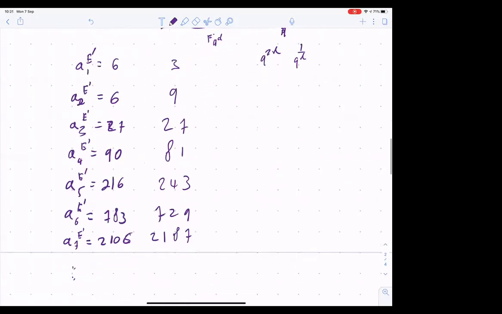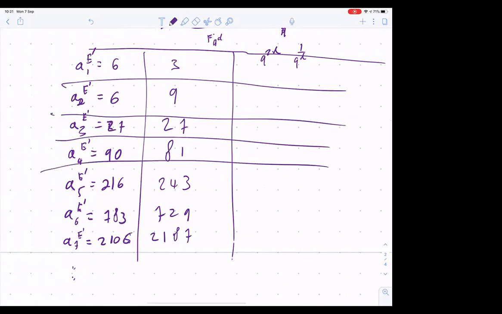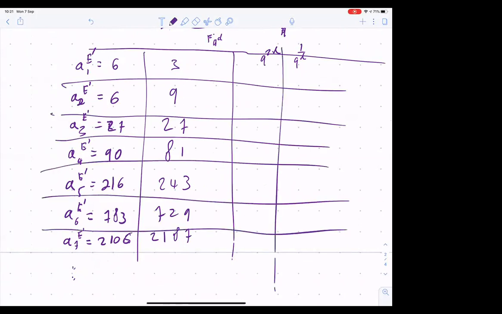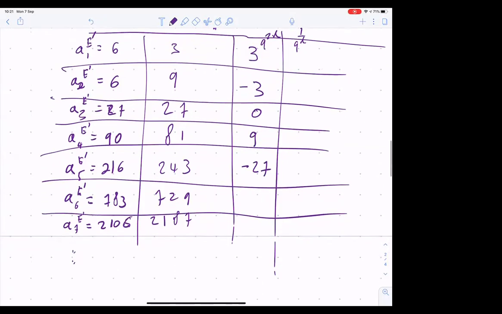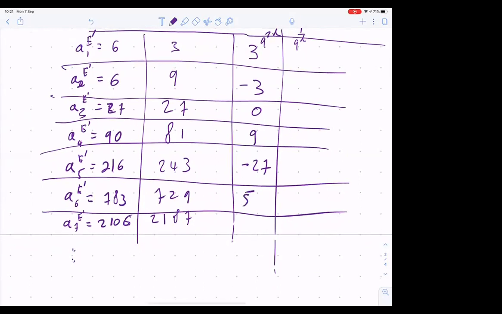Of course, this is not a precise answer, but we can subtract this thing from this. So we get here 3, and here we get minus 3. Yes, minus 3. Here we get 0. And we're going to get 9. And here we get minus 27. And maybe I'm going to do one more. Here we get 54. Okay? And let's do one more. Minus 81. Okay, so those are the differences from the number of points.